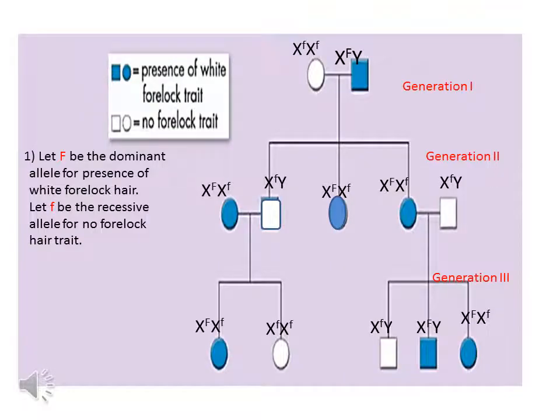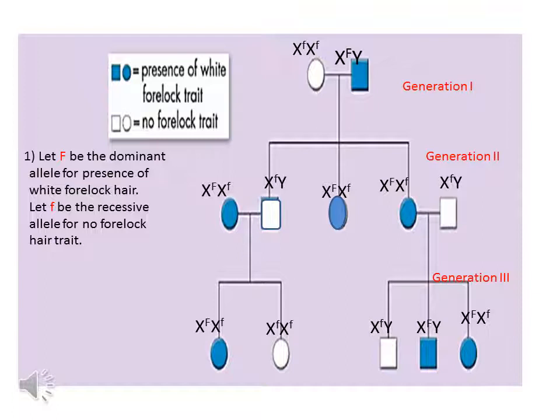So let's designate the symbols of the alleles. Let big F be the dominant allele for presence of white forelock hair, and small f be the recessive allele for no forelock hair trait or normal hair. The father in the 1st generation, shaded square, has the trait of white forelock hair, and by that he will be X big F Y, since the trait is dominant. Notice that the Y does not carry any of these traits.